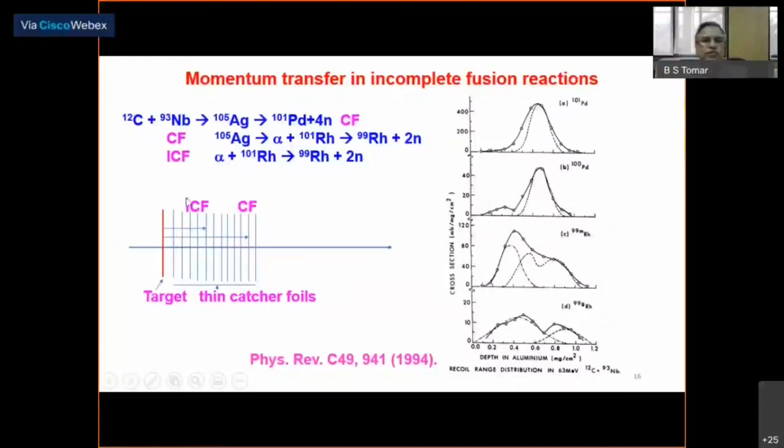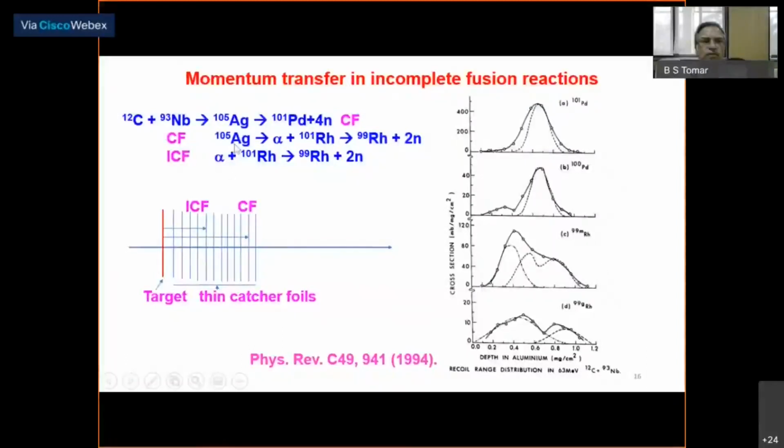And so this is giving you full momentum transfer. I tried to explain it here using an experiment called recoil range distribution, wherein you have a thin target, and the evaporation residues come out from this target and are stopped in different, very thin catcher foils. When you have full momentum transfer, the evaporation residue has a very high energy and is stopped in a deeper catcher foil. In the complete fusion case, the compound nucleus evaporates an alpha, forming rhodium-101, which emits neutrons to give rhodium-99, and that is shown here, rhodium-99.